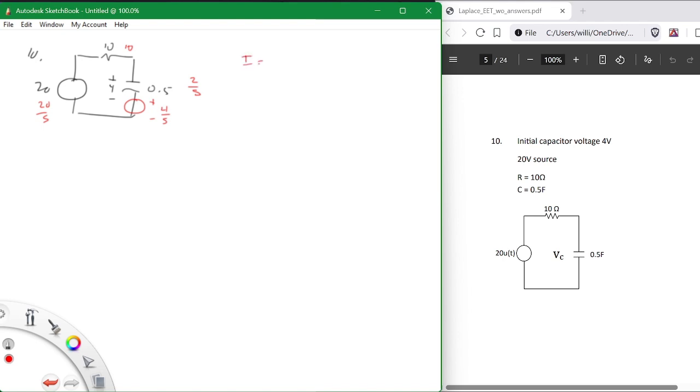So what is my voltage around this loop? So my I is equal to this minus this, because this is plus and this is minus. So as you go around this loop, it's 20 over S minus 4 over S, or what? Well, let's write it as 20 over S minus, excuse me, no, it's plus, it's a plus 4, no, it's a minus, Ted.